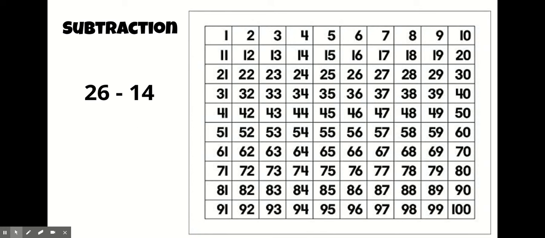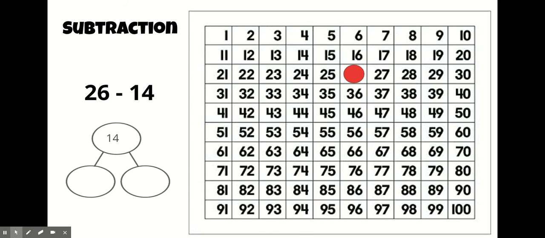Similarly, I can use a hundreds chart with subtraction. Again, I would start on 26, but this time I'm taking away 14. So the same idea, I know that 14 is made up of a 10 and a 4. So subtracting 10 would bring me up 1, and subtracting 4 would be bringing me over to the left 4, which would get me to my final answer, which is 12.